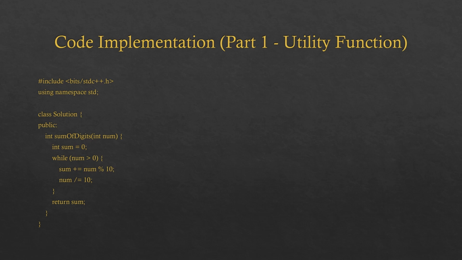Here's the first part of the C++ implementation. We have a utility function, sumOfDigits, that takes a number and returns the sum of its digits. This function iterates through each digit of the number and adds them up.